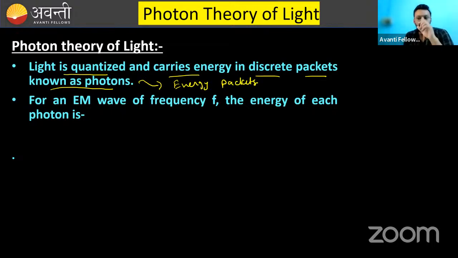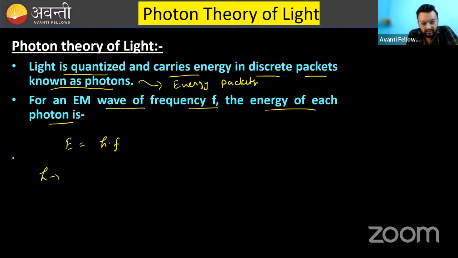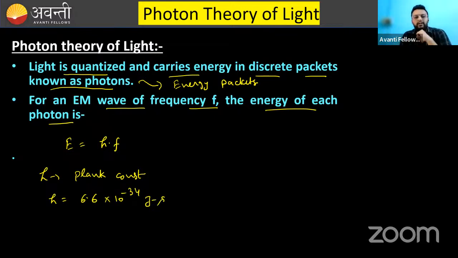Clear. Now again, if they are energy packets, then they must contain some amount of energy, and that energy is given by E = hf. For an electromagnetic wave of frequency f, the energy of each photon is hf, where f is the frequency, h is the Planck constant. What is its value? h = 6.6 × 10^-34 joule second is the value of Planck constant.